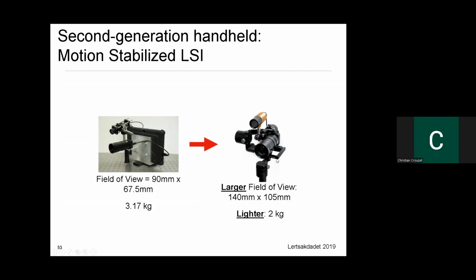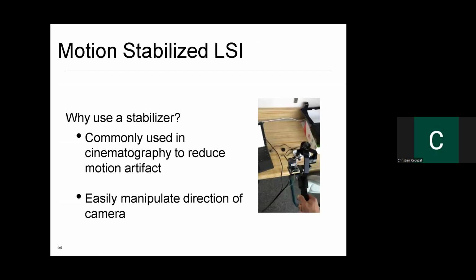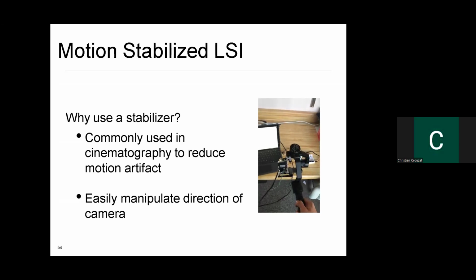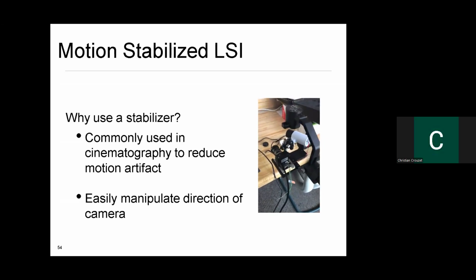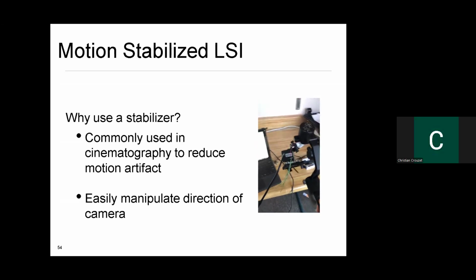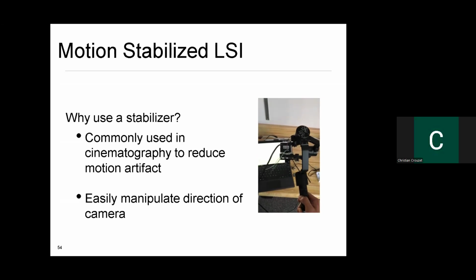And then the last portion, which was the key innovation, was that the laser and camera was placed on a stabilizer. And why would we want to use a stabilizer? Well, the stabilizer is actually commonly used when filming to reduce motion artifact when someone is holding a camera. And you can also easily change what you're looking at. So here's a video where Ben, a previous PhD student, was able to control what the LSI was looking at in just a handheld form, using the stabilizer.